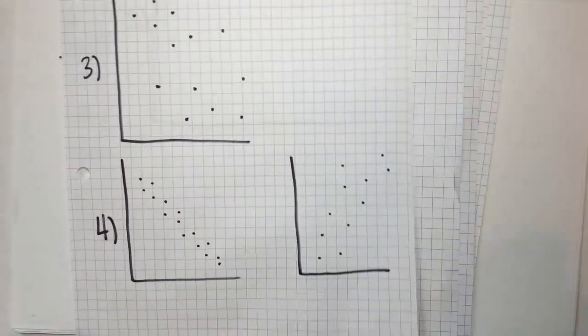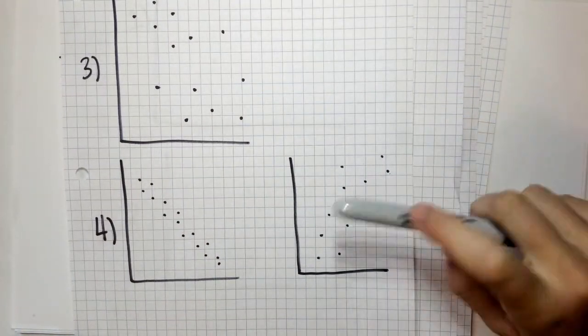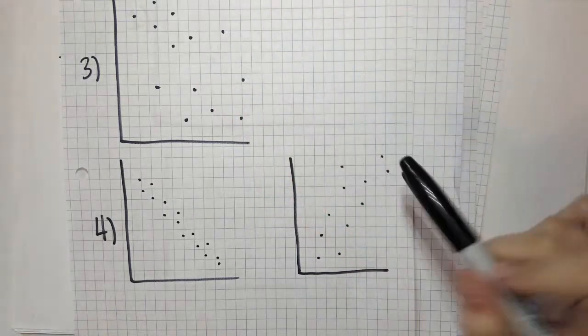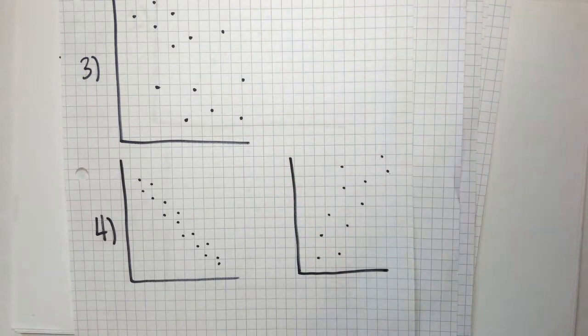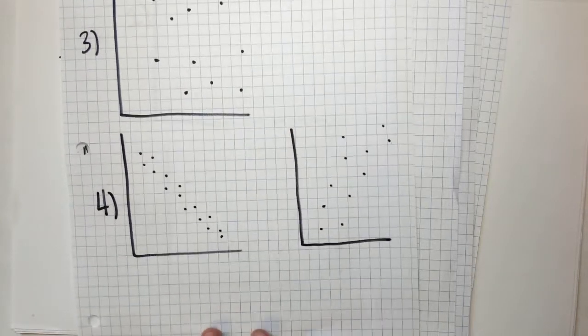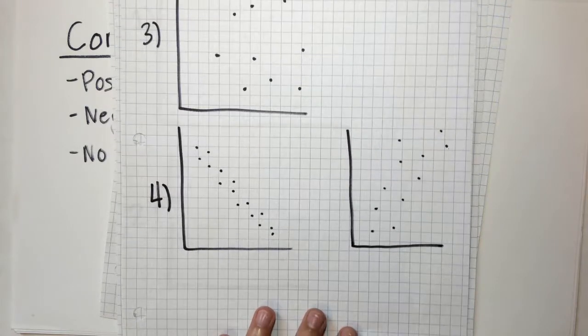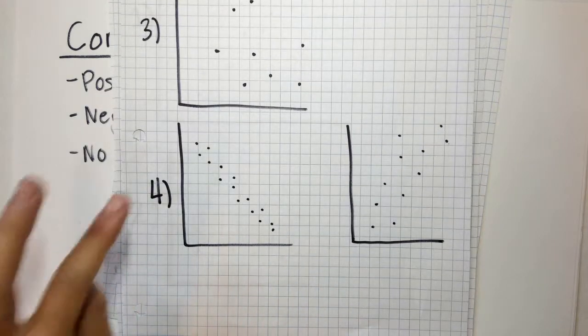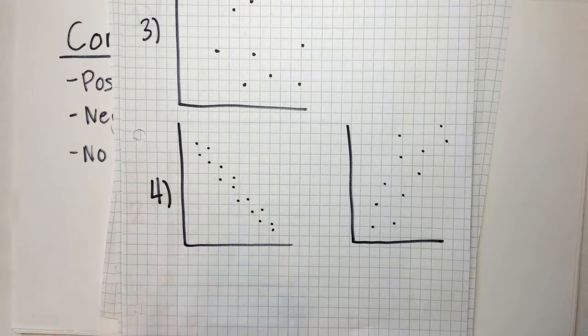What correlation would this have? This one is pretty tricky, and at first it looks like there is no correlation, but generally the points are going down, so it would be a weak negative correlation. This is an example of a negative strong correlation because the points are pretty close together.